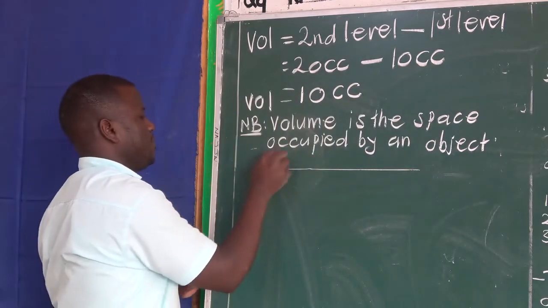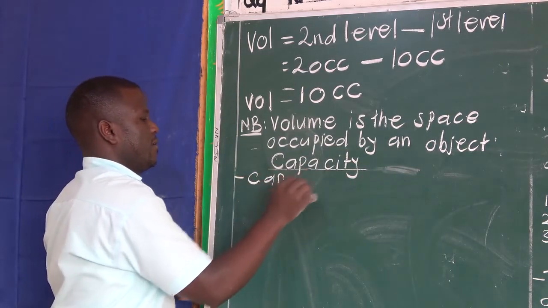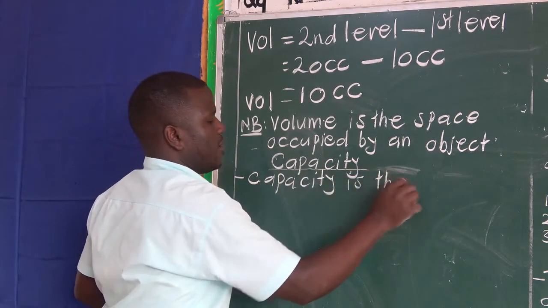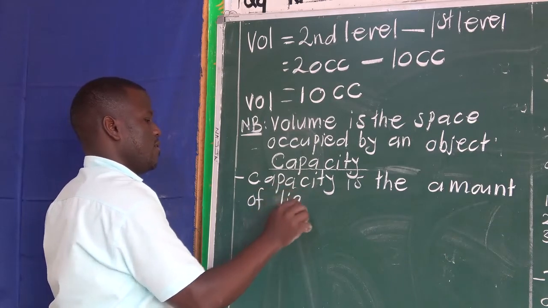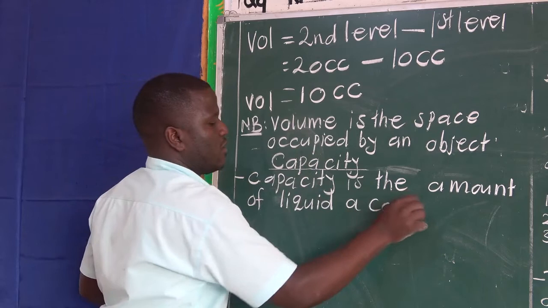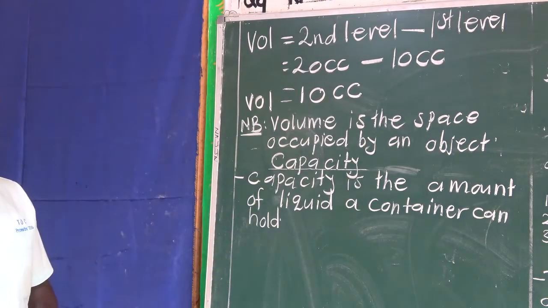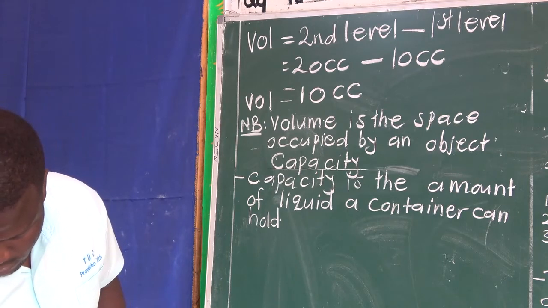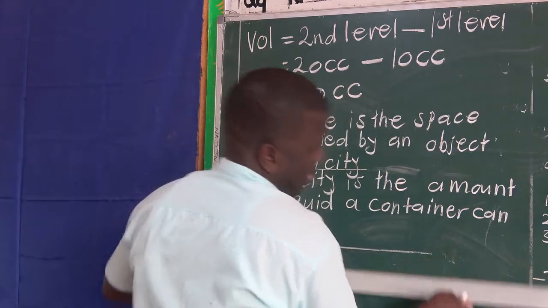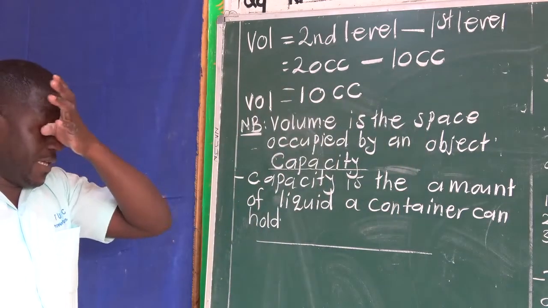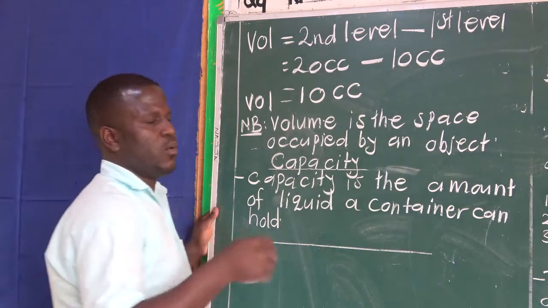What is capacity? Capacity is the amount of liquid a container can hold. So in other words, if a container can hold 2 liters, then the capacity of that container is 2 liters. If a container can hold 20 liters, the capacity of that container will be 20 liters.